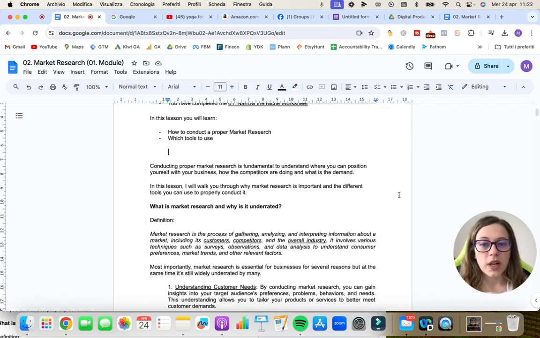Conducting proper market research is fundamental to understand where you can position yourself with your business, how the competitors are doing, and what the demand is. Very important, this sentence, because many times in my career, I really listen to many things. Many businesses don't even know where they are. They've never done proper market research, and actually they don't even know where they want to go, which is a pity, because how can you run a business but don't know where to go? So that's why you're here.